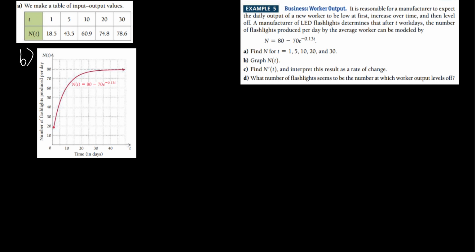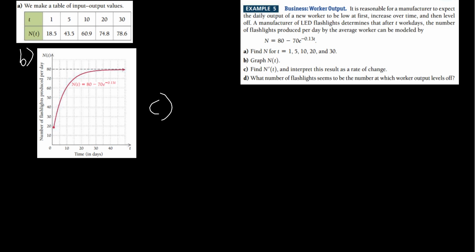And then B says graph N of T. So you just take this, put it into Desmos or your graphing calculator, and your graph would end up looking like this. Okay. So C reads find N prime of T and interpret this result as a rate of change. All right. So to find N prime of T, all I have to do is take the derivative of the function N. That's all it means, take the derivative of it.